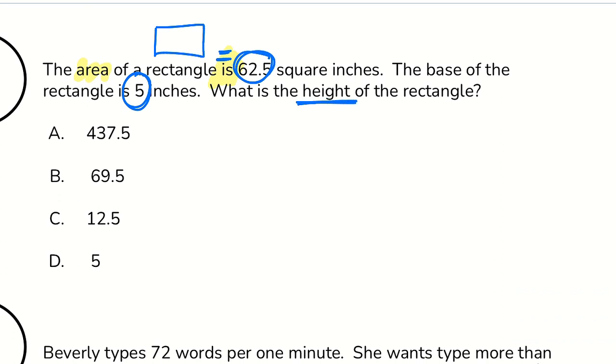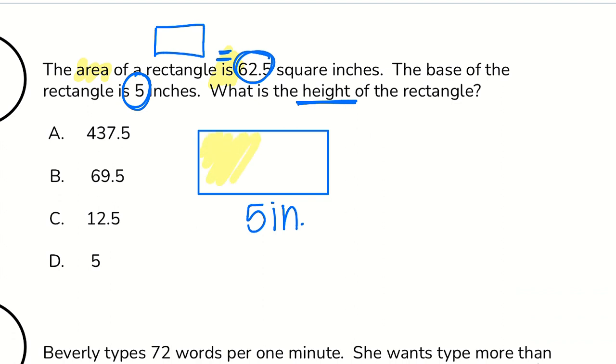So I always tell my students to draw me a pretty picture of what's happening. So we have a rectangle. The base is 5 inches. That's the bottom. Base is bottom. This is not to scale. Okay. 5 inches. And I know area, is that the rim around or is that the inside? That's the inside, like the carpet on the floor. So all of this. So I know that the area equals 62.5 inches squared.